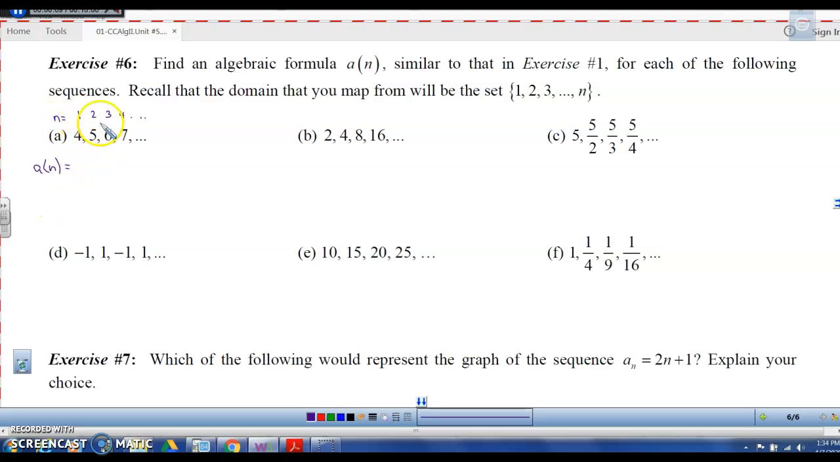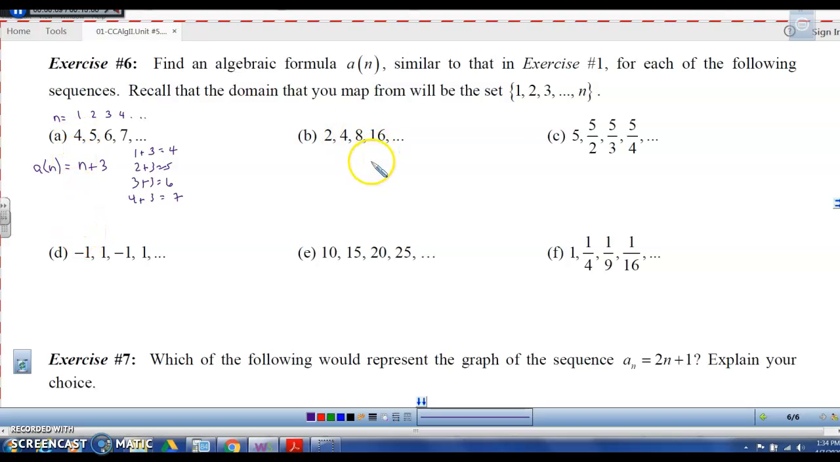Well, let's see. 1 becomes 4, 2 becomes 5, 3 becomes 6. If I take my n term and add 3 to it, won't that give me 4? Let me see. 1 plus 3 is 4. 2 plus 3 is 5. Yep. 3 plus 3 is 6. And 4 plus 3 is 7. Yeah, that fits the terms of the sequence. So for this particular one, if I took the sequence term number and added 3 to it, I get the term.